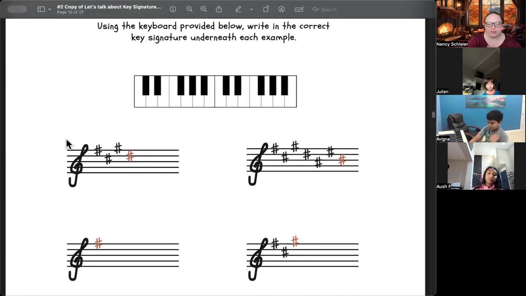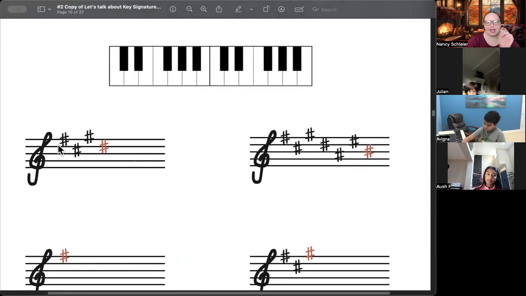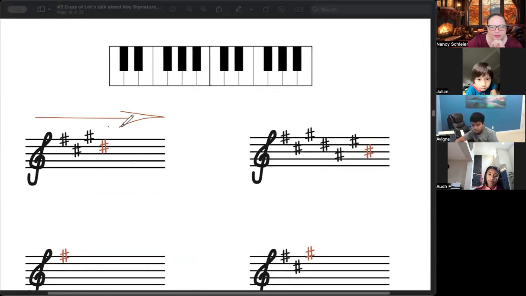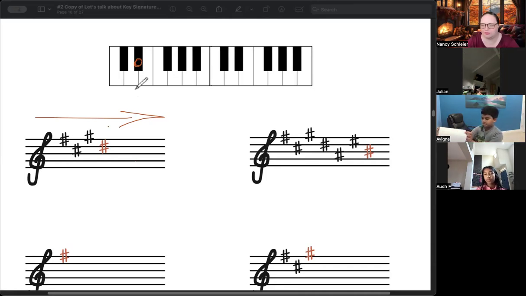So first off, let's figure out what the last sharp in this one is. Who knows what the last sharp in this key signature is? Julian, what is it? D sharp. D sharp. Okay, so D sharp is here. So far, so good. Everybody with me? Yeah? Okay. And then we're going to go which direction to find our key name? Who knows?